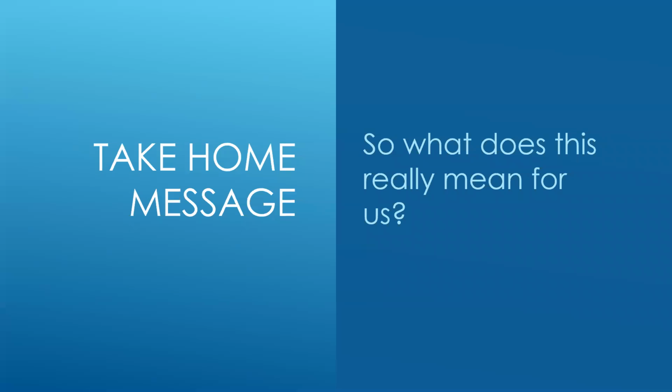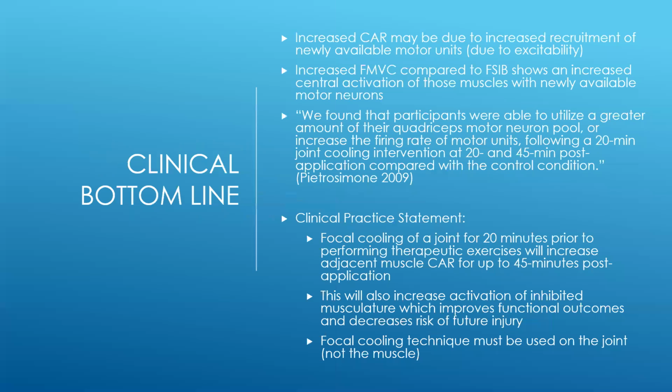What does this really mean for us as athletic trainers? Really, we want to be focused on that CAR, right? We know that the increased CAR may be due to increased recruitment of newly available motor neurons due to the excitability. We also think that the MVC compared to the FSIB shows an increased central activation of those muscles with the newly available neurons.